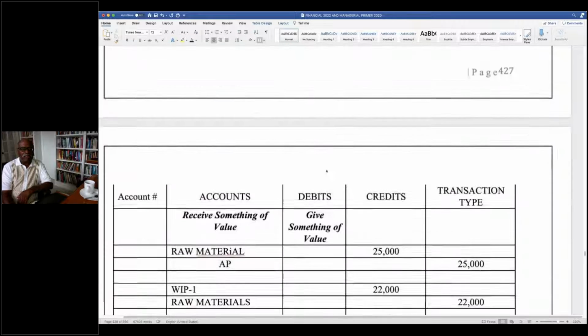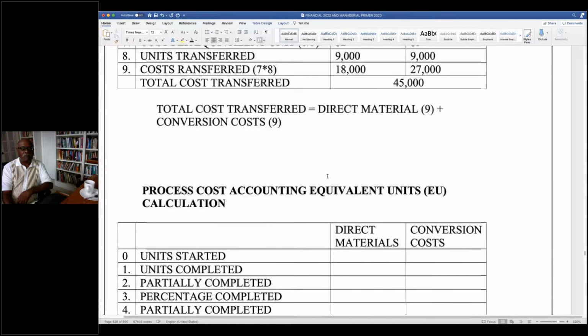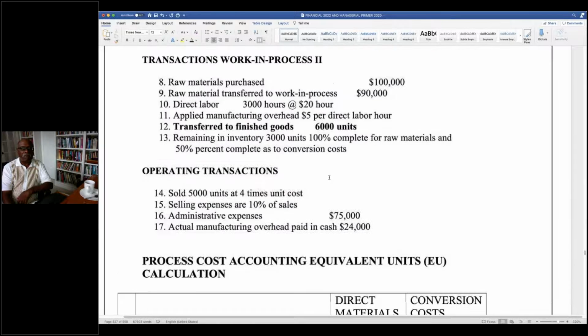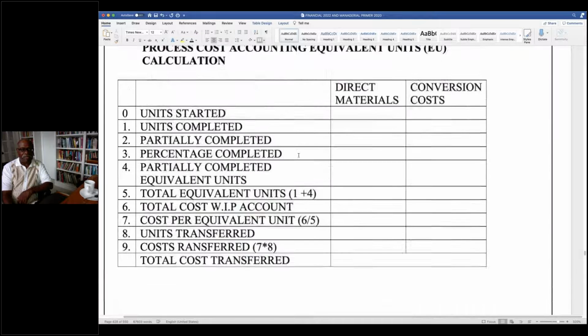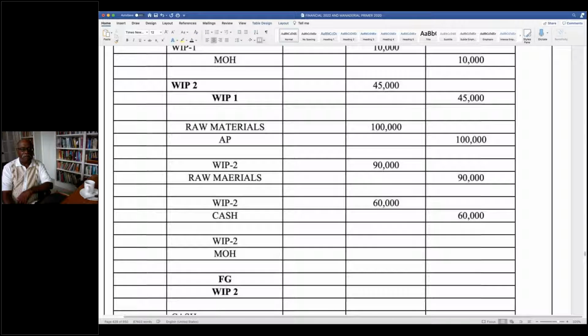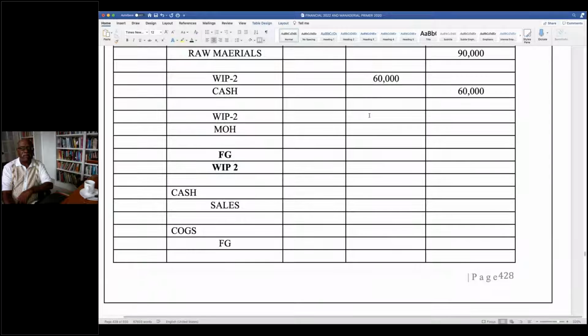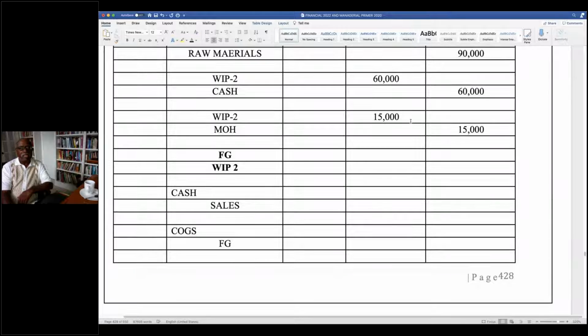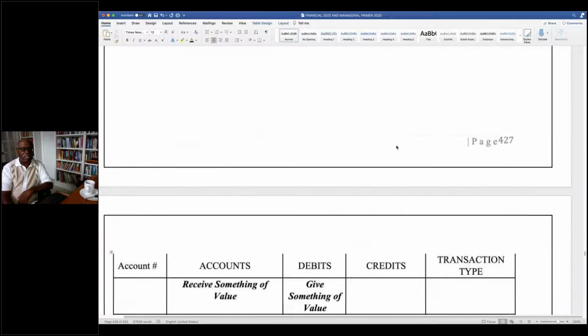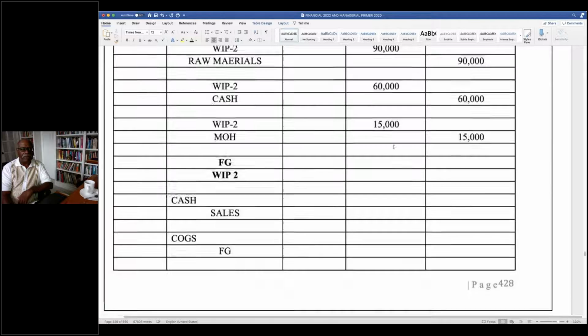And what's our next transaction? We applied the manufacturing overhead at $5 per direct labor hour. So I got 15,000 and I debited that to work in process 2, and then credited 15,000 for the overhead. Okay, so let's put that 15,000 in.